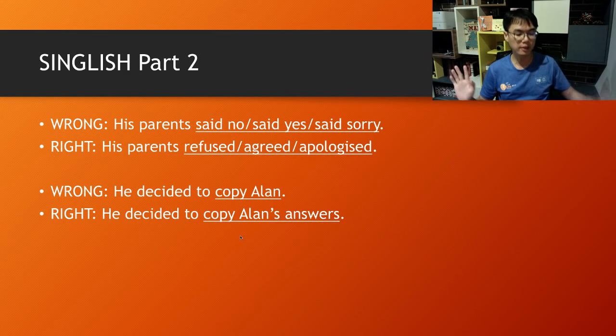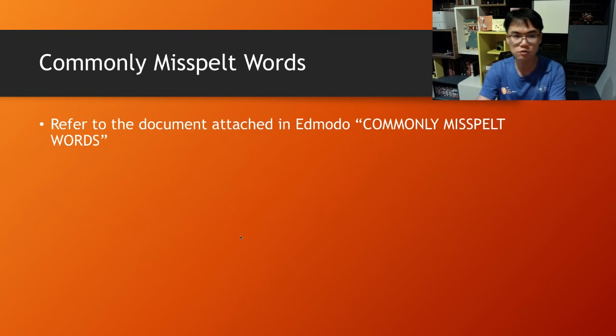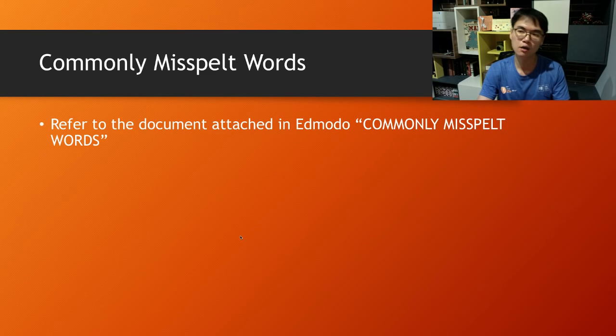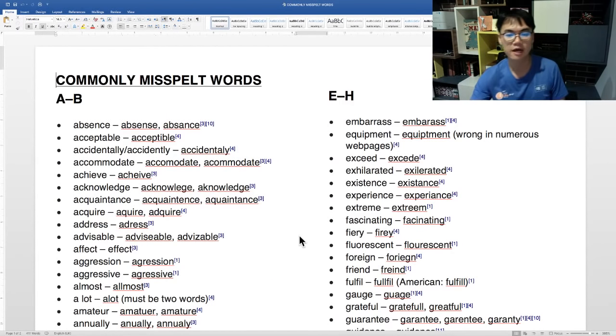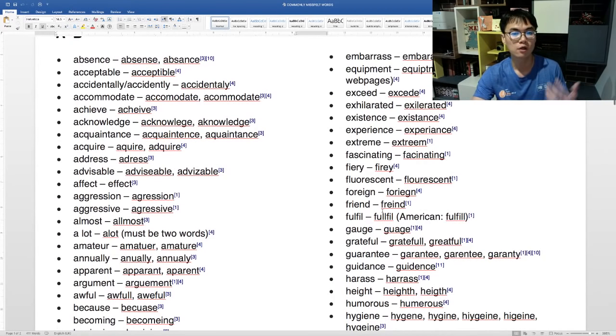Okay, so I'm more or less done with this main part of the errors. I'm going to introduce you to some commonly misspelled words. I've attached a document onto Edmodo. There are about 100 words, but they're very common words. Most of you are familiar with them. It's just so that you can see. Let me just show you very quickly. Right, so these are the words. I've categorized them from A to Z in order of common occurrence.